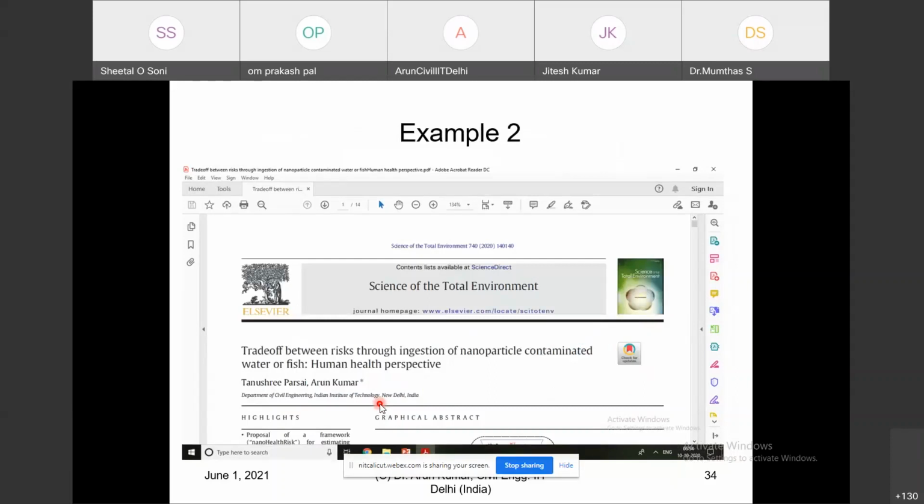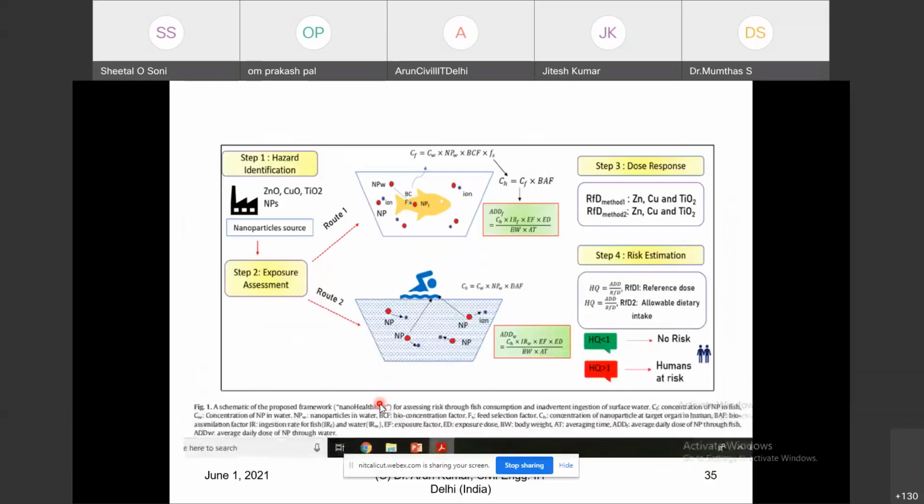Once we calculate the exposure dose, then we come to your dose response stage. For the dose response stage, we have to compile the literature and see whether the guideline value is easily available, which we can use, or whether we have to take the help of published literature. We have to derive our guideline values or reference dose, and then we can use them for this risk assessment.